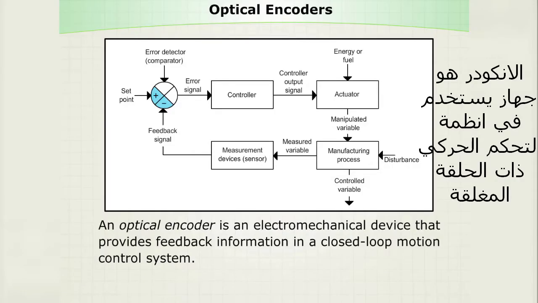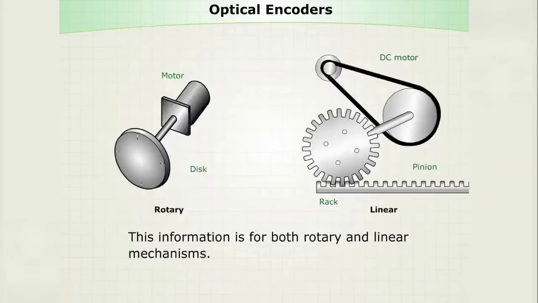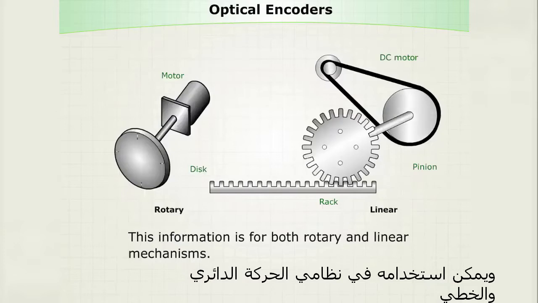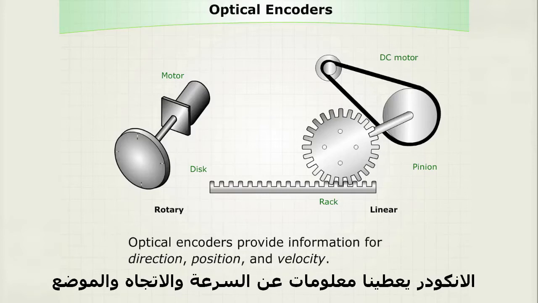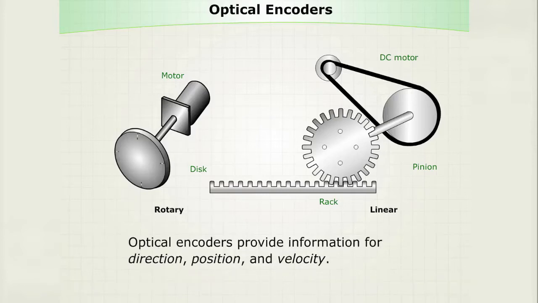An encoder is an electromechanical device that provides feedback information in a closed-loop motion control system. This information is for both rotary and linear mechanisms.